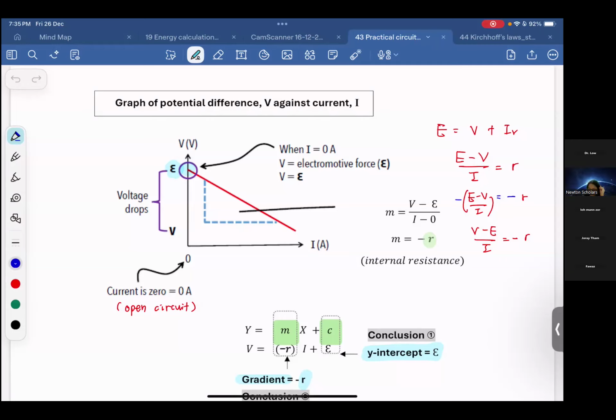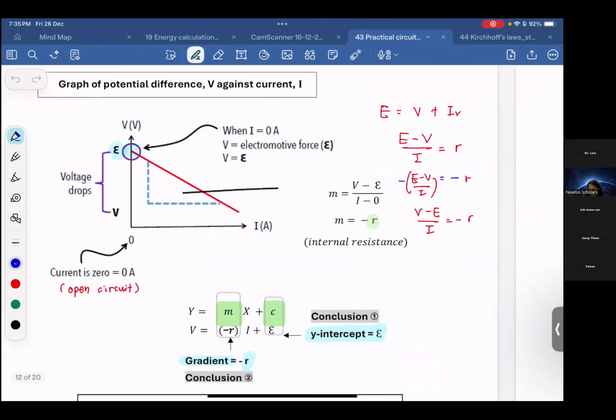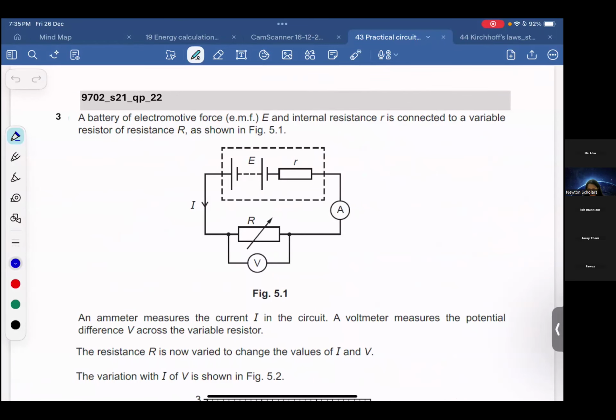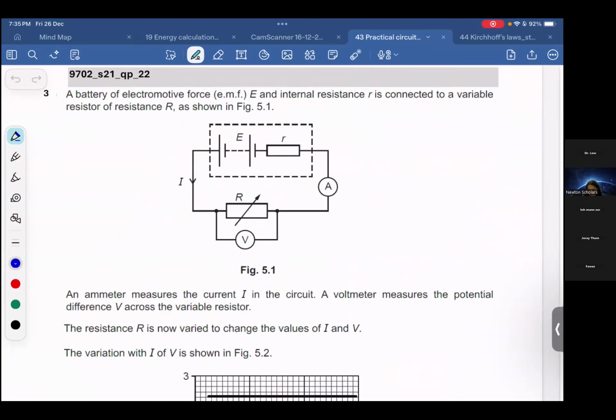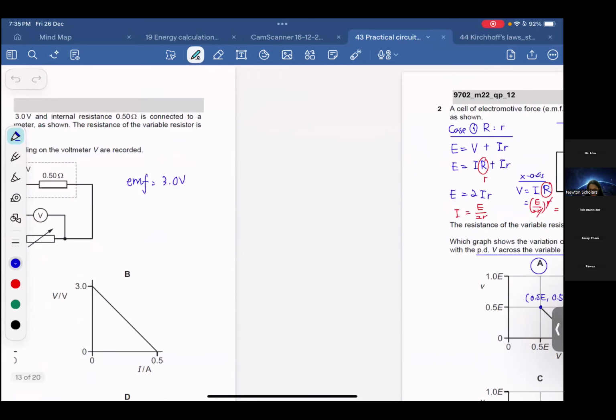Okay, then we stop at lesson number 43. So we are going to continue with the past year questions right now. Okay, before we continue, we're having some quick revisions.